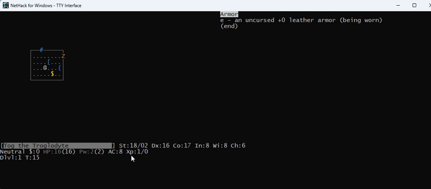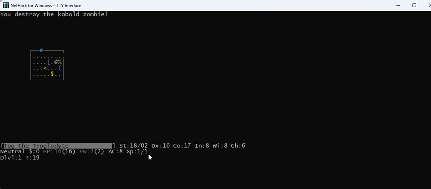Here I'm displaying my experience. I am using the showexp option, so I'm seeing not just my current experience level, but also my current experience points. I just started the game, so I have experience level 1 and experience points. I haven't killed a monster, so I have 0 experience points. Let's go kill a monster, and you can see now I killed the kobold zombie, and I got 1 experience point, since he's a wimpy monster.